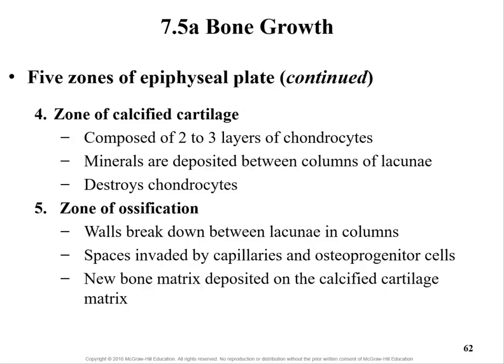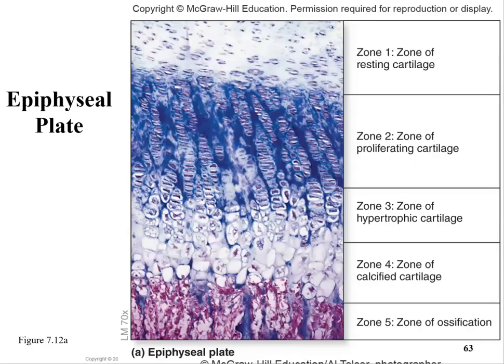Finally, you have the zone of ossification. This is where the walls break down between lacunae and the columns. Those spaces are invaded by capillaries and osteoprogenitor cells, and new bone matrix is deposited on the calcified cartilage matrix. So this shows you what all those zones look like.